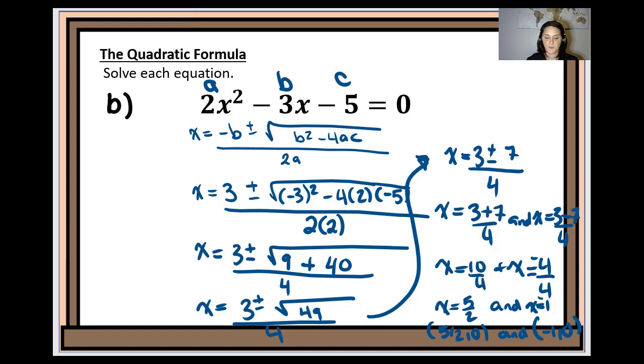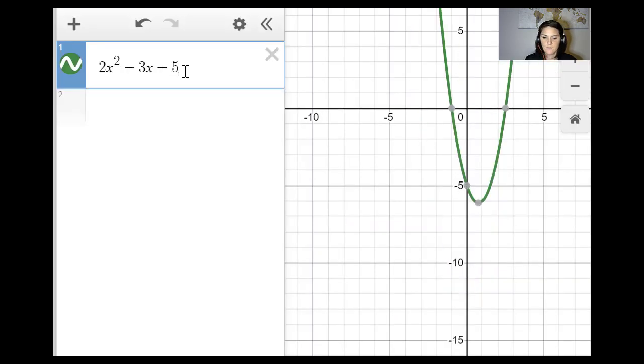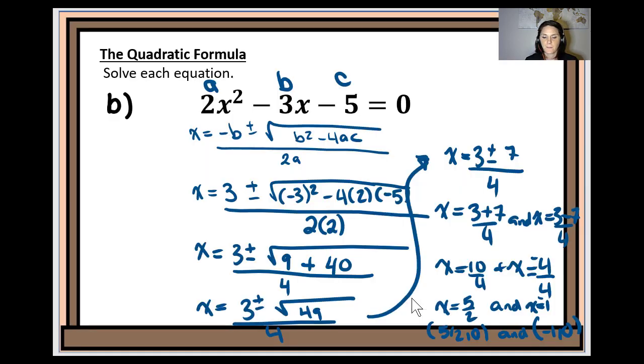Okay, let's head over to Desmos. Okay, so typing in the equation, if I click on my zeros, I have negative 1, 0, and 2.5, 0. So 5 halves is the same as 2.5, so I know that these are in fact the correct zeros that we have calculated. Okay, let's look at our last example.